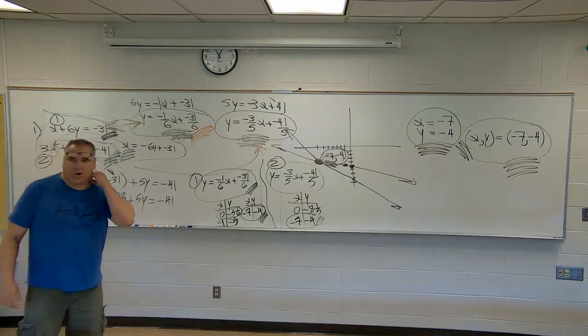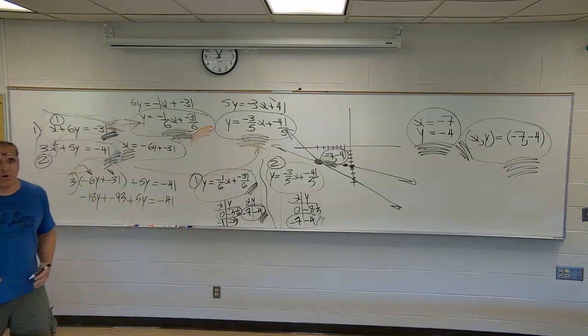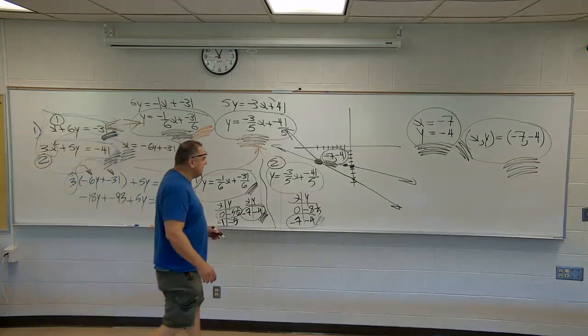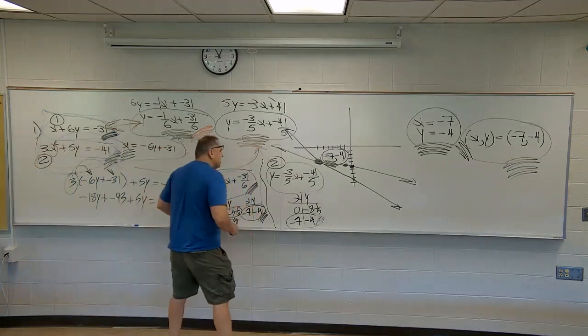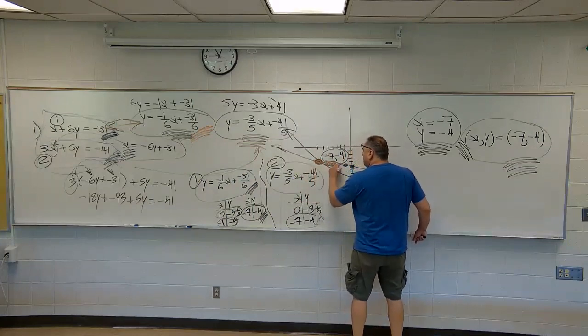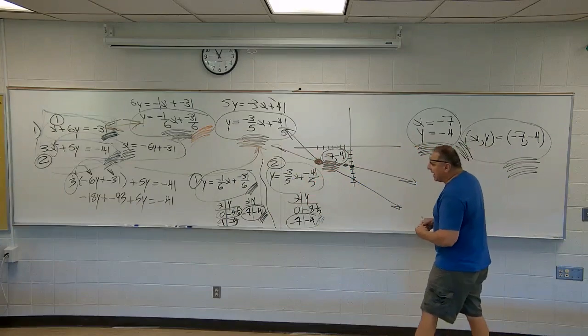Graph all the points that are on line 2. Graph those points, draw a line through it, those points are on line 2. Where those two lines intersect is -7, comma -4. So it's this guy right here. Where they intersect is -7, comma -4.